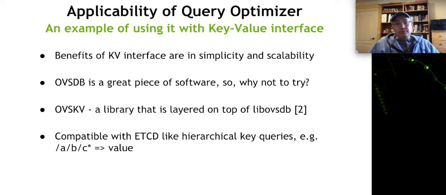So we thought, why not? We tried and added a key value abstraction on top of libOVSDB, which is a Golang library. The library is open source as the OVSKV library. The good thing is, now we can layer this library on top of OVSDB, and theoretically we can do things that etcd hierarchical queries can do as well, like /a/b/c, and then we retrieve the entire hierarchy under c, which gives you the power of a key value interface.